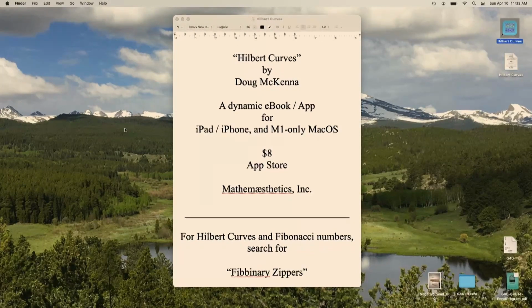And finally, I just published a paper for an entire other world of Hilbert-style curves that shows that the Fibonacci numbers govern the boundary conditions for every single possible motif. So if you're interested in that, please just Google Fibonacci zippers and you will get to the paper.